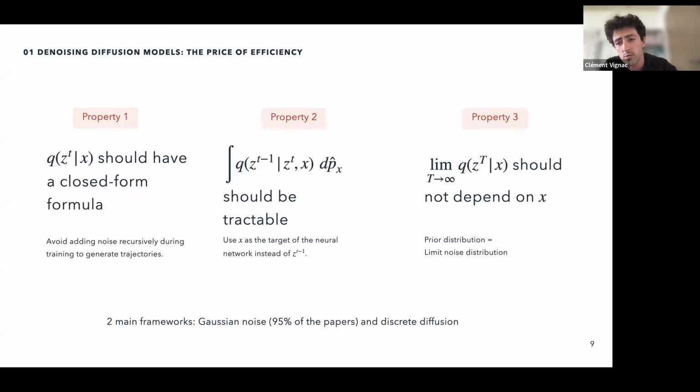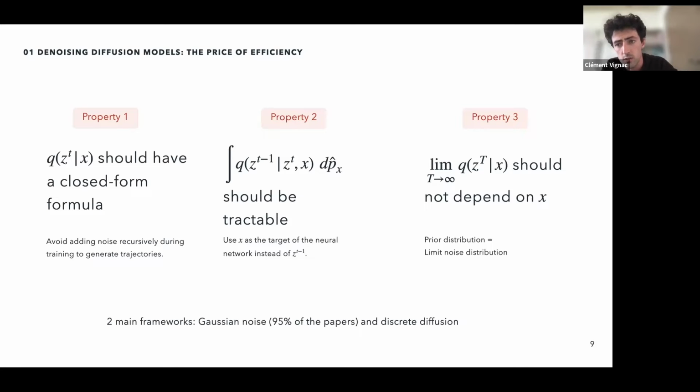Then the integral to compute distribution at time step t-1 should be tractable, of course, so that we can use X or the noise as a target of the denoising network. And finally, when you add more and more noise, you end up to, let's call it the limit distribution, where you kind of forgot about the input. And when you sample, you start from a prior distribution. So you want this limit distribution to be equal to the prior distribution so that you sample from the right thing. So you have these three properties that are important. And if you want to build an efficient diffusion model, you need to satisfy these three properties.